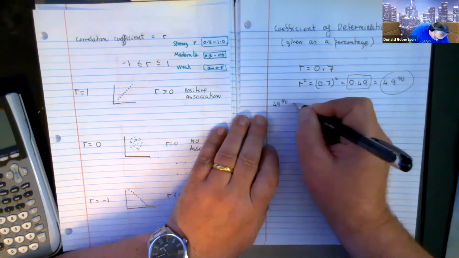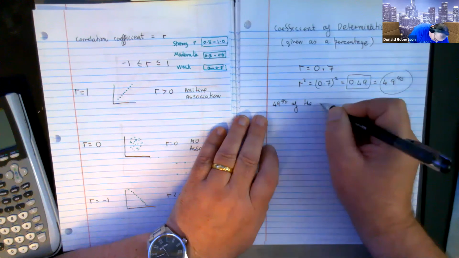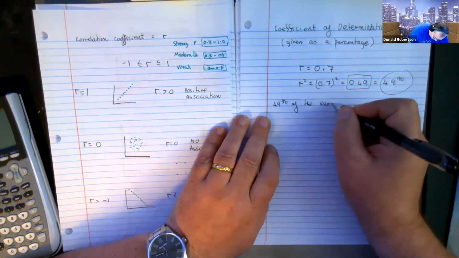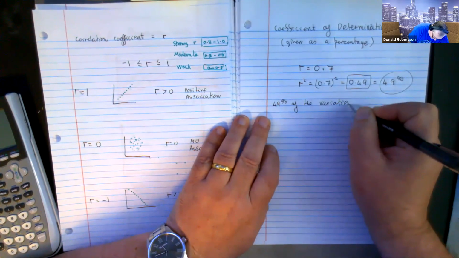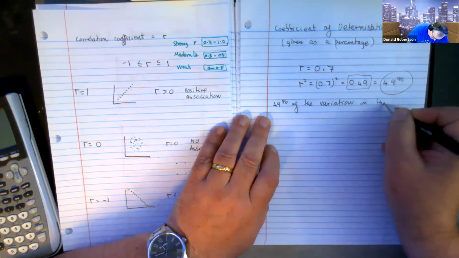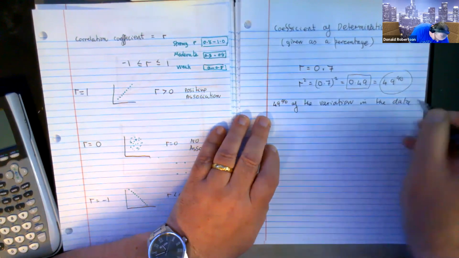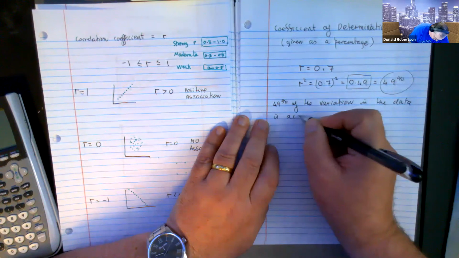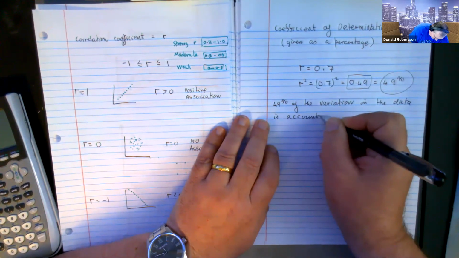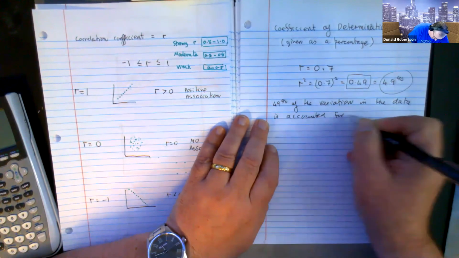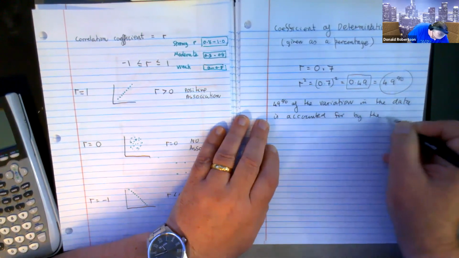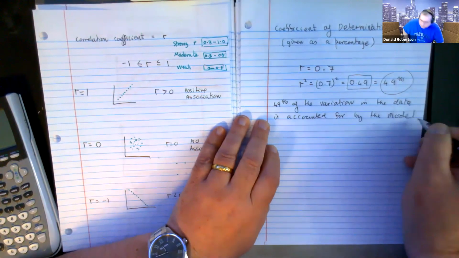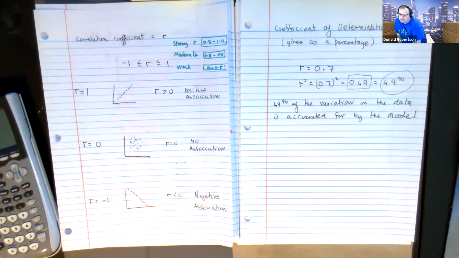49% of the variation, apologies, in the data is accounted for by the model. That's like the lawyer sentence that you use. Right, so let's put that into words.